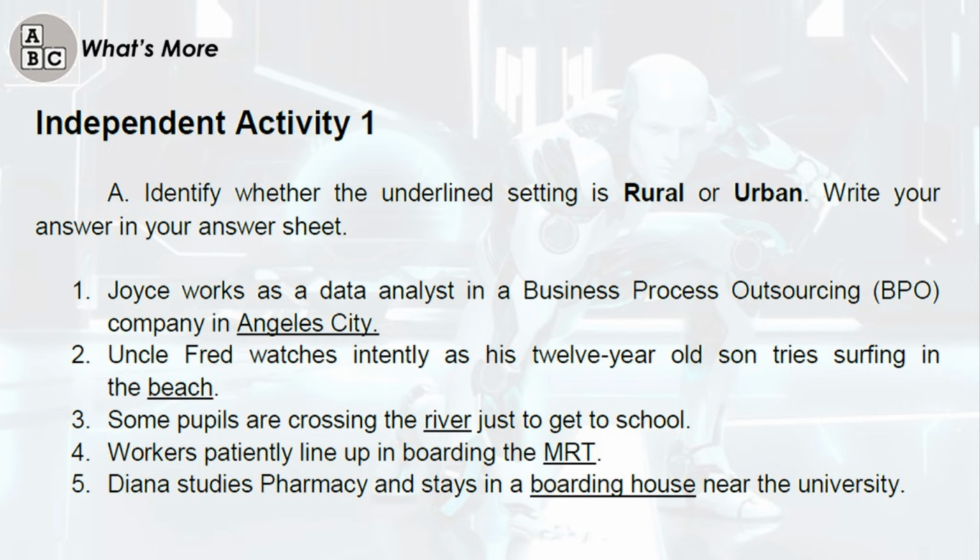Independent Activity 1. A. Identify whether the underlined setting is rural or urban. Write your answer in your answer sheet. 1. Joyce works as a data analyst in a business process outsourcing (BPO) company in Angeles City. 2. Uncle Fred watches intently as his 12-year-old son tries surfing in the beach. 3. Some pupils are crossing the river just to get to school. 4. Workers patiently line up and board the MRT. 5. Diana studies pharmacy and stays in a boarding house near the university.